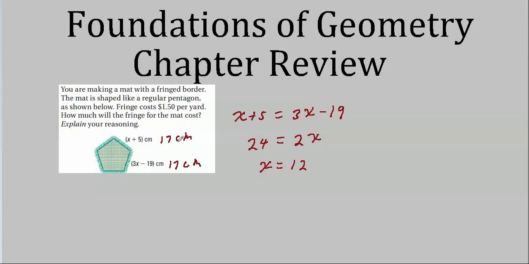Now we have a problem. We can easily figure out the perimeter. In fact, we can do that right now. What the heck? This is regular. They're all the same, so it's 5 times 17. 85. Okay. 85 centimeters. We still got that same problem. They gave us the cost in yards. That was nasty of them.